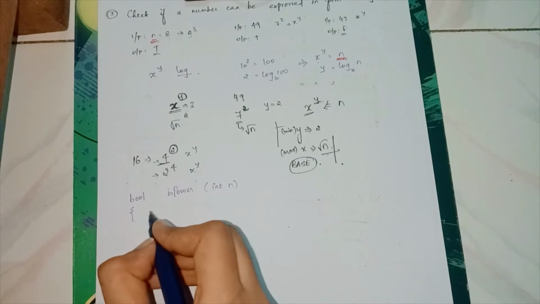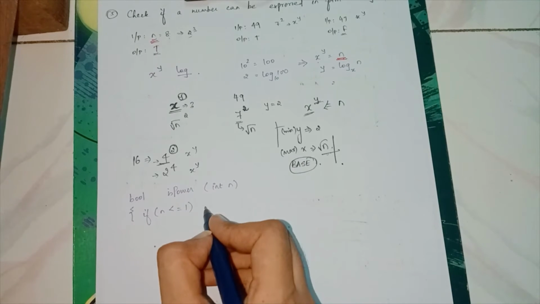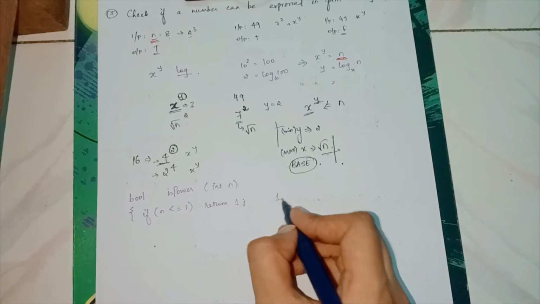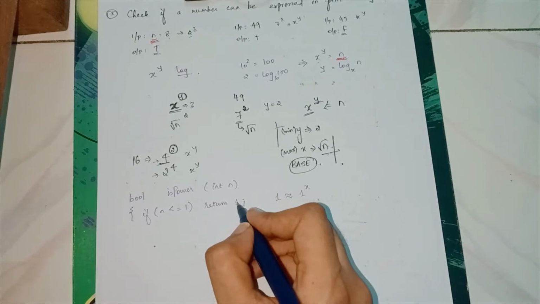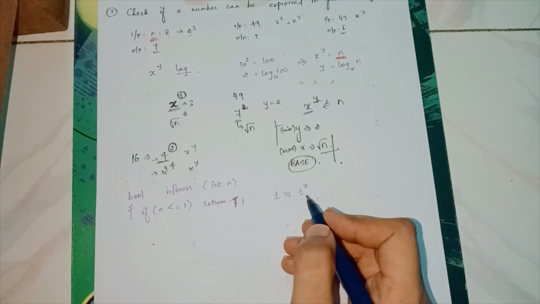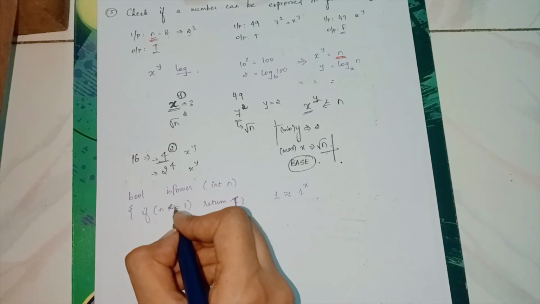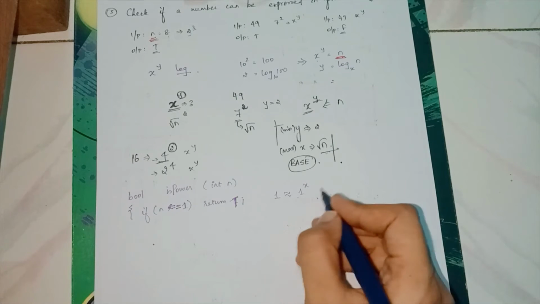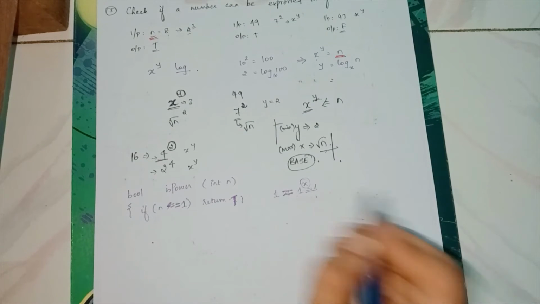So what I do is that the first base condition is very important. If n is less than or equal to 1, let me return true. That is, 1 can always be written as 1 power anything, so it is always true. So I am returning true, because 1 can be written as a power of anything. 1 power anything is 1 only.